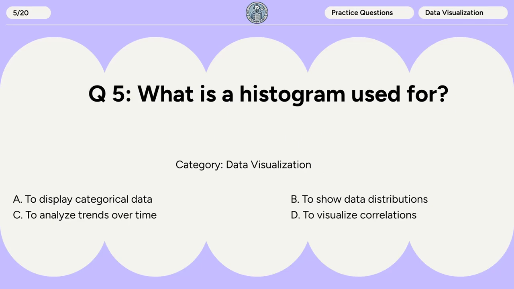Question 5. What is a histogram used for? A. To display categorical data. B. To show data distributions. C. To analyze trends over time. D. To visualize correlations.